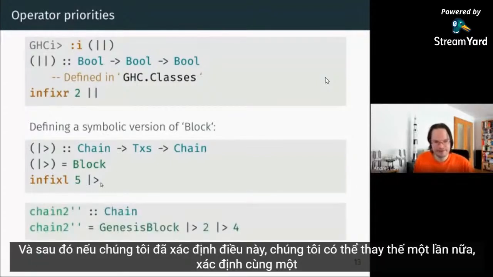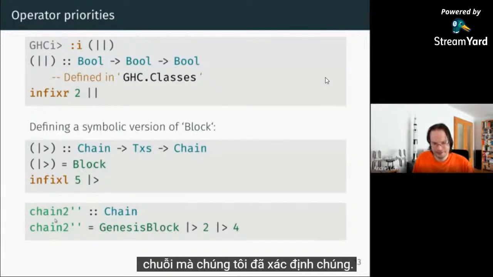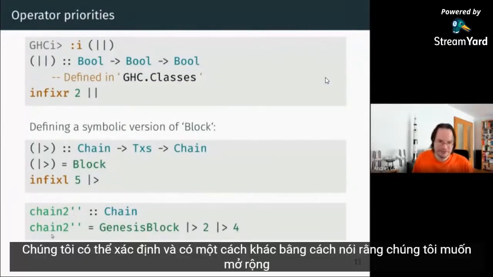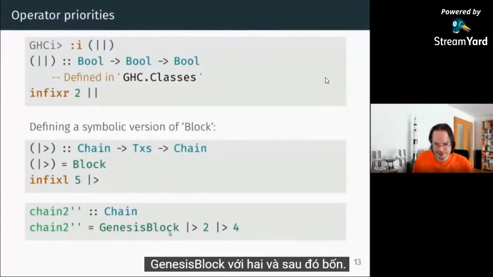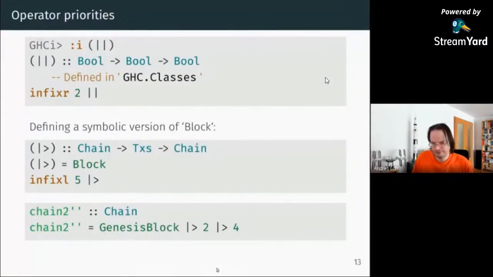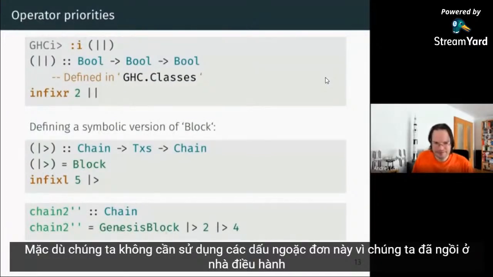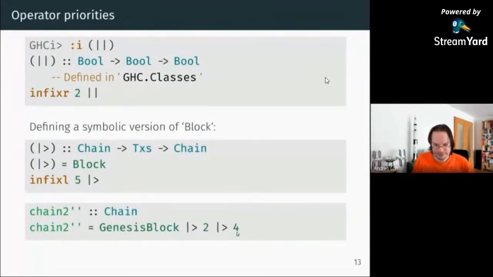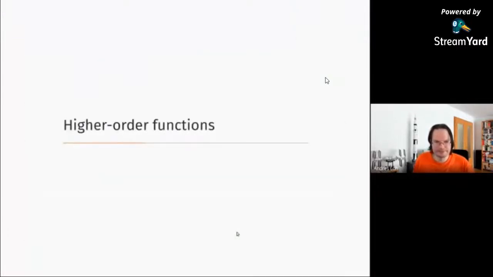And then if we have this defined, we could alternatively, again, define the same chain that we've already defined in 2 different ways, chain 2 and chain 2 prime. We can define in yet another way by saying we want to extend the genesis block with 2 and then 4. That makes it much more compact. So we don't need to use these parentheses because we said the operator is left associative and we don't have the word block occurring in there anymore. So that abbreviates it quite a bit.